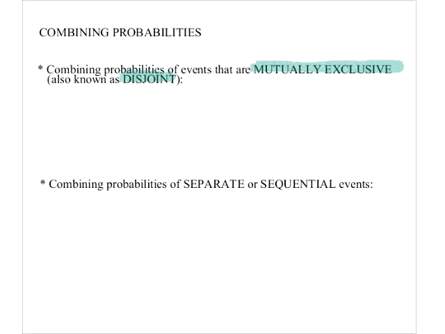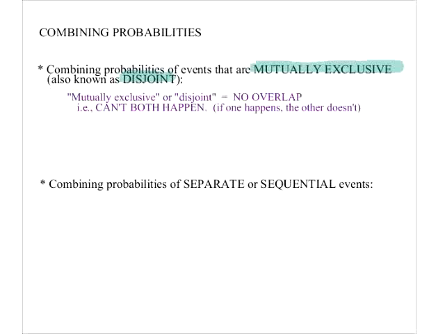It means, yeah, mutually exclusive or disjoint means no overlap. It means you can't, i.e., you can't have them happen at the same time. If one happens, the other doesn't. So how do you combine probabilities of events that are mutually exclusive?